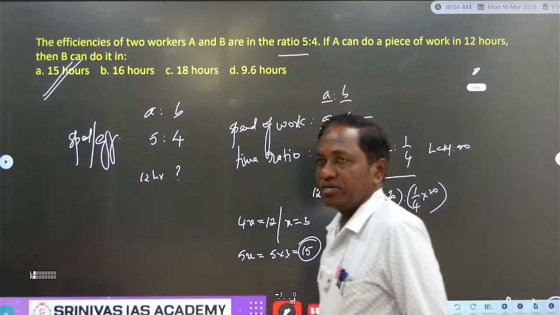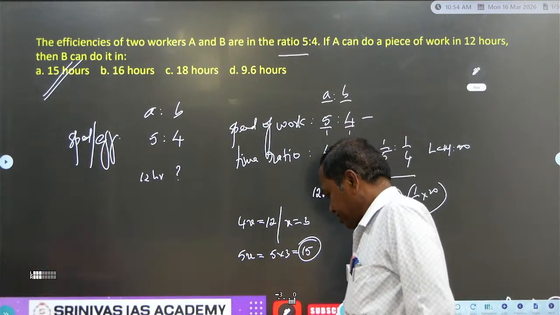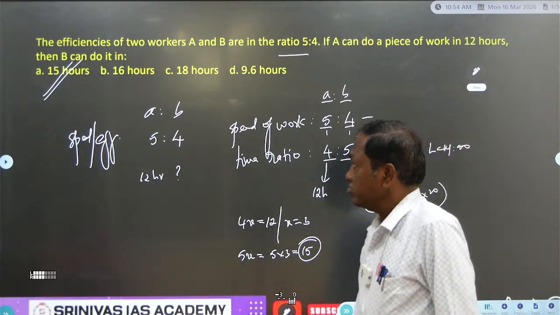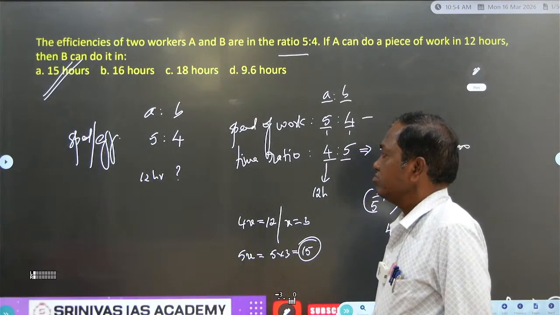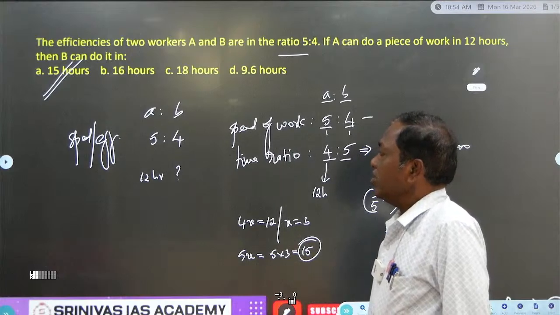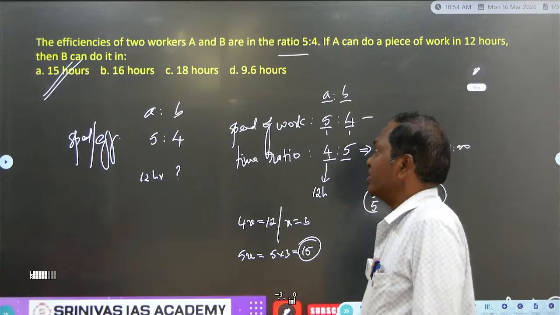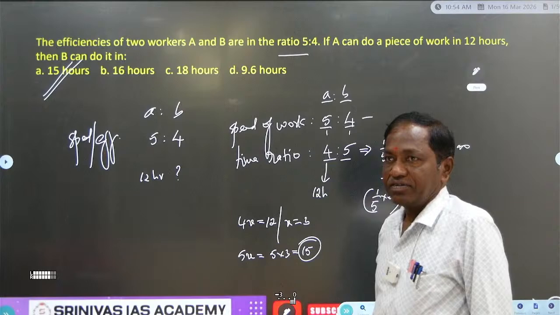So 15 hours is the correct option. Did you understand? Should I explain that? No, I did it as 5 into 12 divided by 4, sir. You will get 15 hours, correct, sir? Why did you do that, 5 into 12? Because they are asking that A can do a piece of work in 12 hours. No, that is not correct.